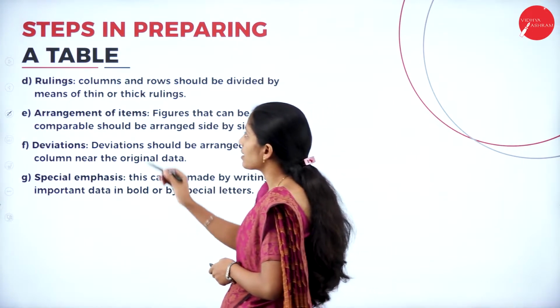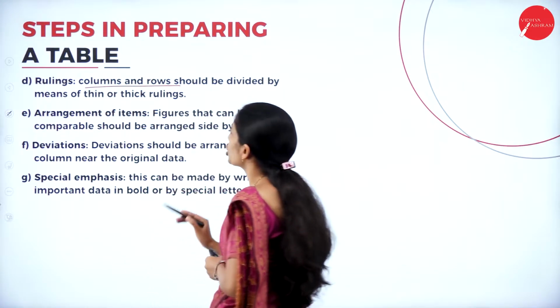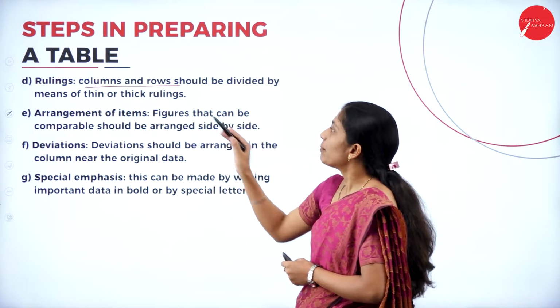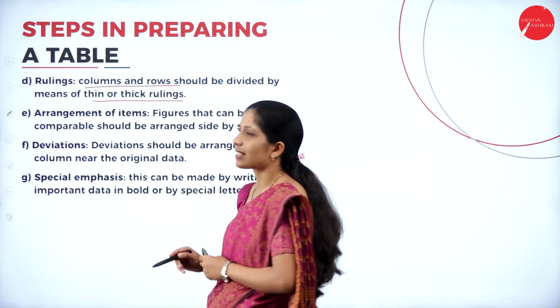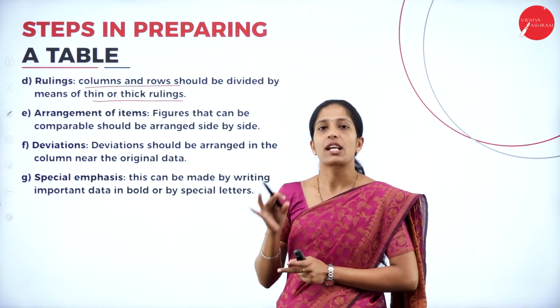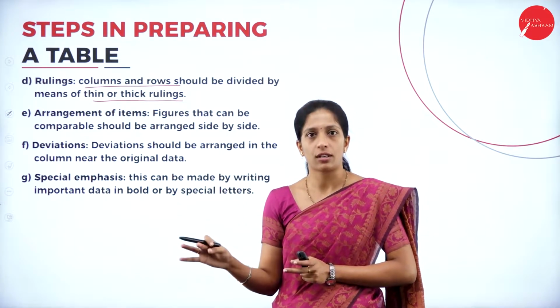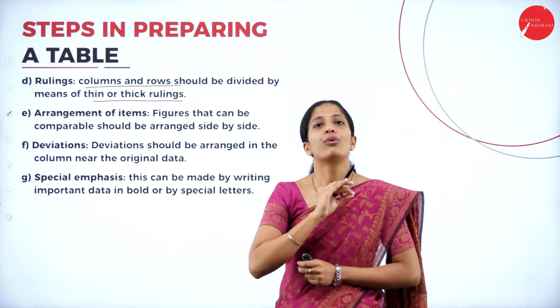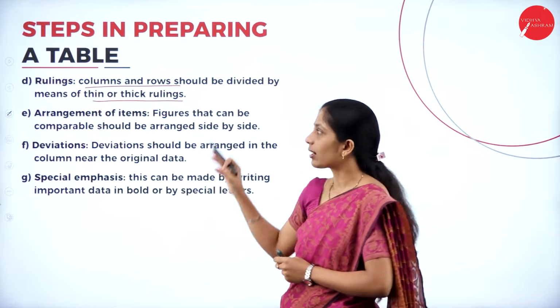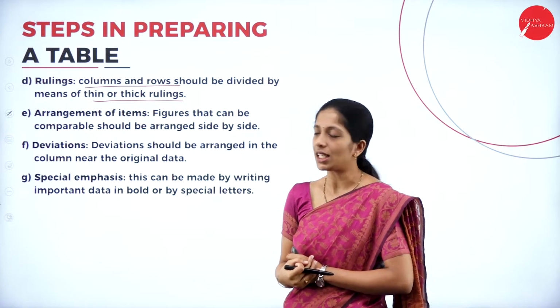Next one is rulings. So columns and rows should be divided by means of thick or thin rulings. So in the sense what? In order to differentiate one column from another column and one row from another row, thick or thin rulings have to be drawn. Okay, so the table looks very neat.